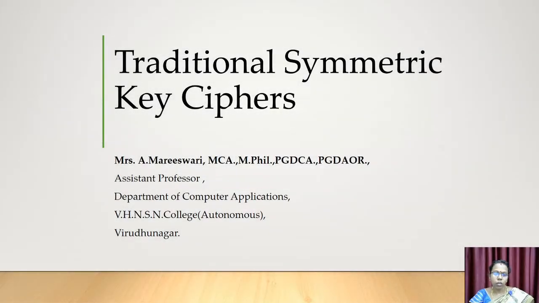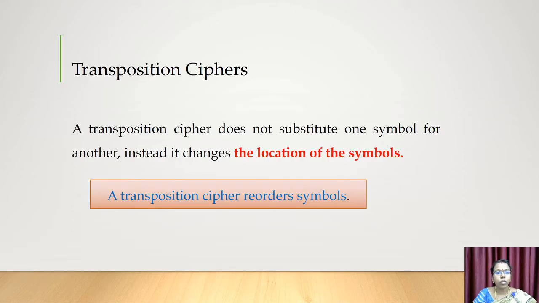The lecture. So in the last video, we were looking at the detailed description of substitution ciphers among the traditional symmetric key ciphers. So in today's lecture, we can see about transposition ciphers. In a substitution cipher, each and every character in the plain text is substituted by another character. In the case of transposition ciphers, it does not substitute one symbol for another. Instead, it changes the location of the symbols.